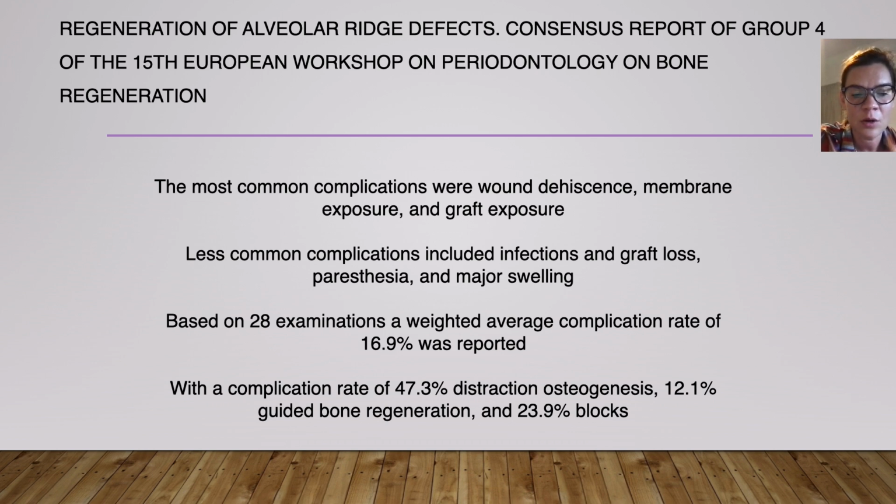Less common complications were the infections and the graft loss because of the infections, the paresthesia, and the major swelling. There was an examination where they stated that the average rate of complications was not so high, around 17%. They also stated that the complication rate was highest in the case of distraction osteogenesis. It was lowest in the case of guided bone regeneration, and a little bit higher when we are using bone blocks for bone replacement.